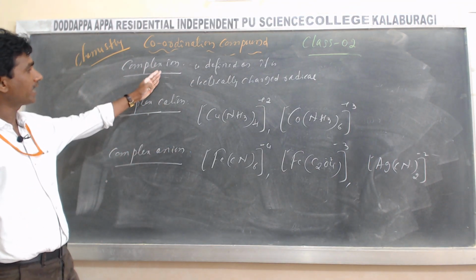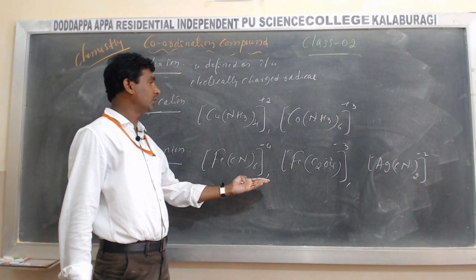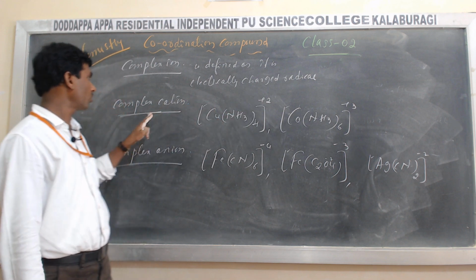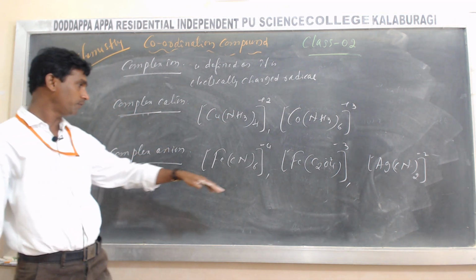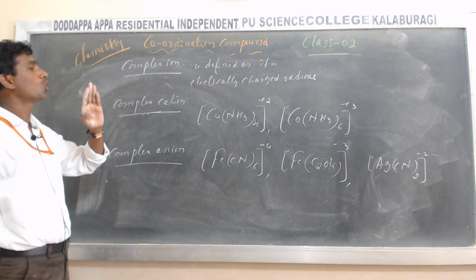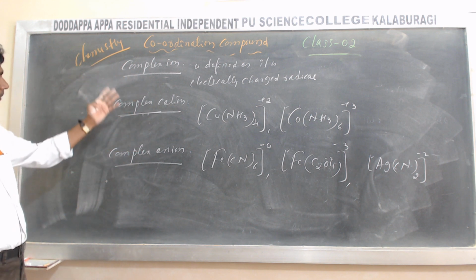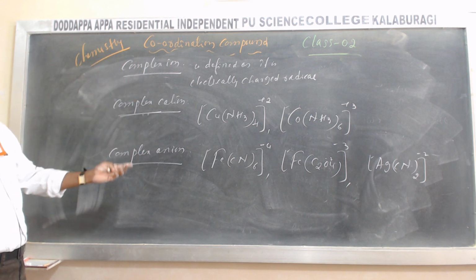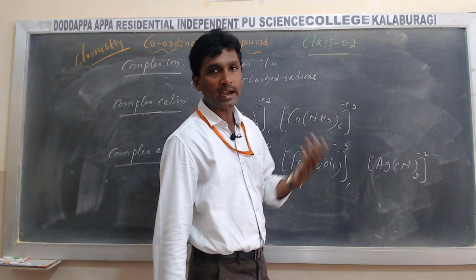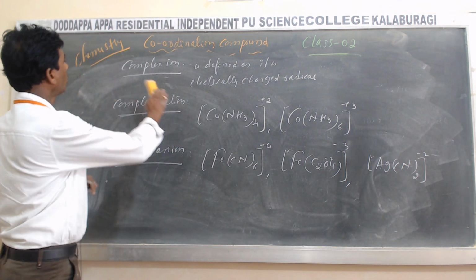So complex ion means electrically charged radical, either positive or negative. If the coordination entity has a positive charge, it is called complex cation, or if the coordination sphere has a negative charge, it is called complex anion. So on the basis of complex cation and complex anion, the complex compounds are classified into three types: cationic complex, anionic complex, and neutral complex.